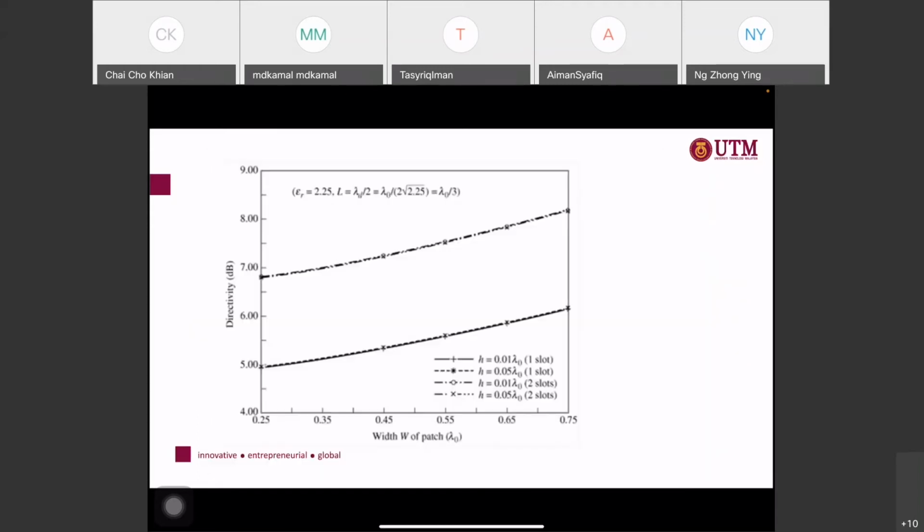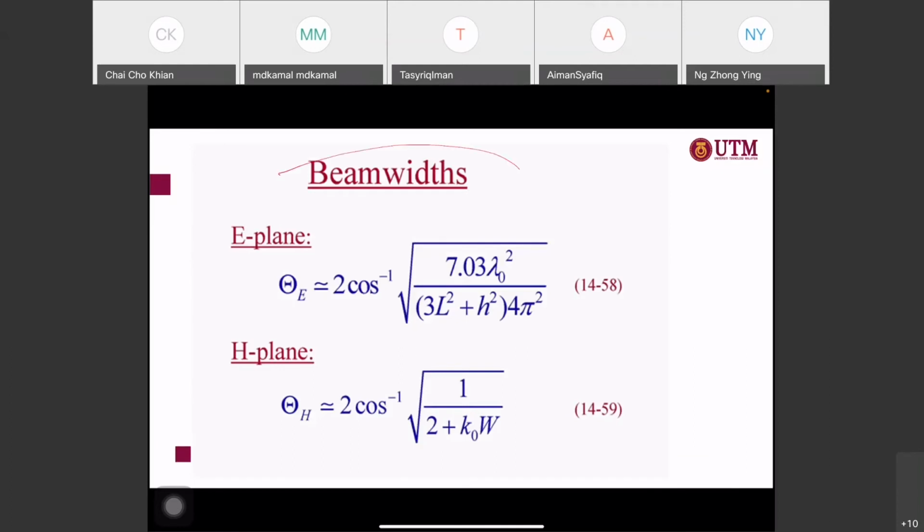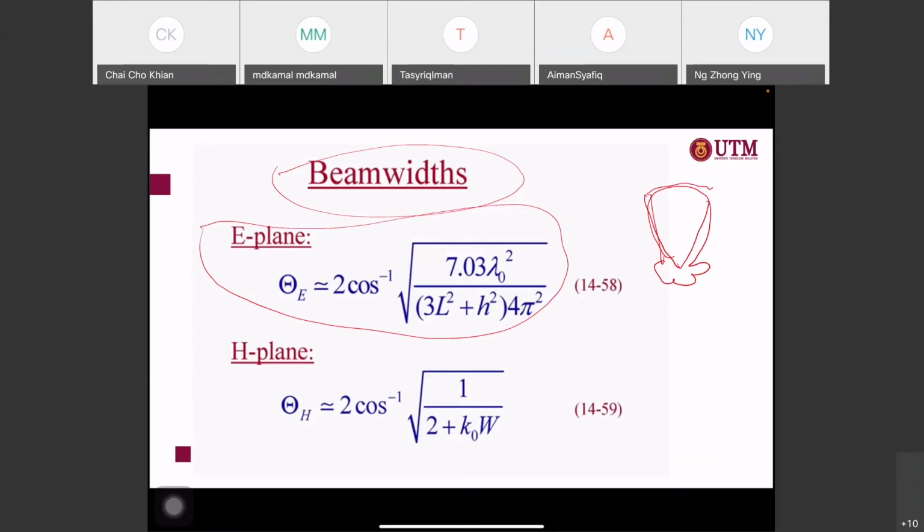Efficiency will determine the gain of your antenna. Okay, so this is the directivity given in terms of the graph, directivity versus your substrate. We also have the beamwidth, which can be written as in this particular example. You have the E-plane. The beamwidth is actually your angle, and usually the beamwidth is a 3 dB value. You have your theta here, for the E-plane and for the H-plane. If you want to calculate the beamwidth for the E-plane, you can use this, and for the H-plane, you can find it as well.